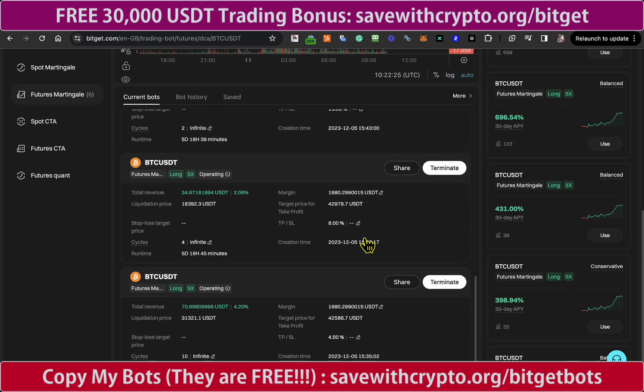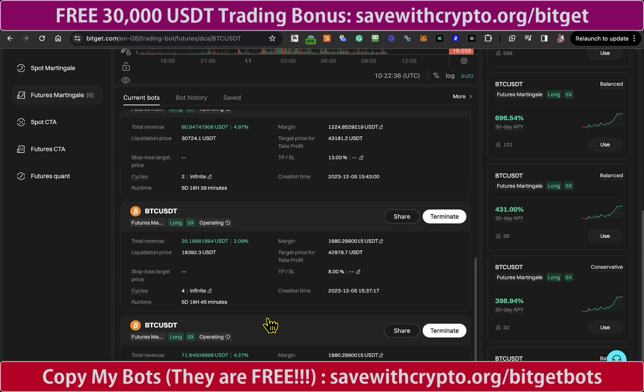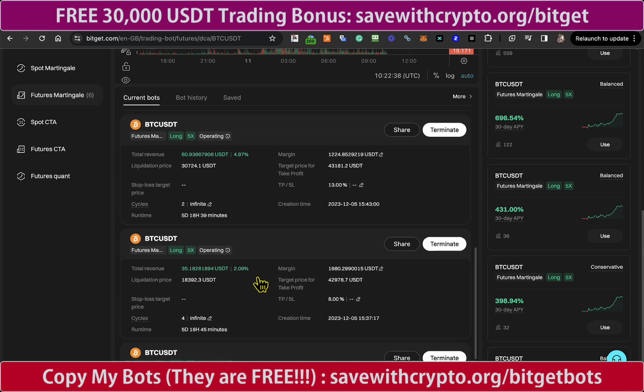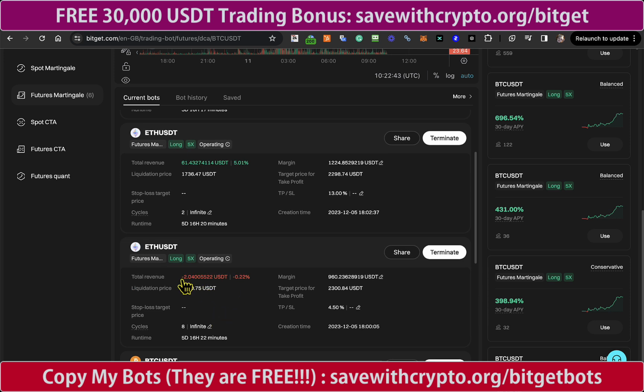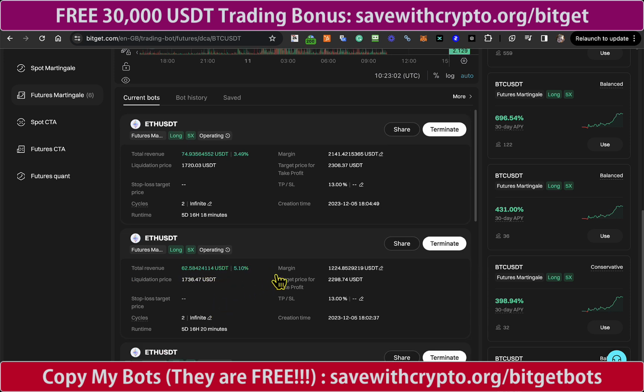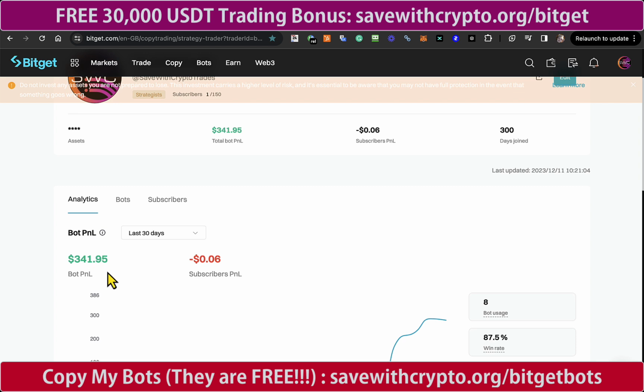So if you look at my older bots, for example, this one here, this one's been running for 5 days and 18 hours. This one's overall 4.2% in profit, so about 70 USDT. This one here, 35. This one here, that's good. This Ethereum one here is actually down just by $2. And then these two here are in profit, so that's good. So overall, the bots are up. You can see here that my overall bot profit and loss is $341.